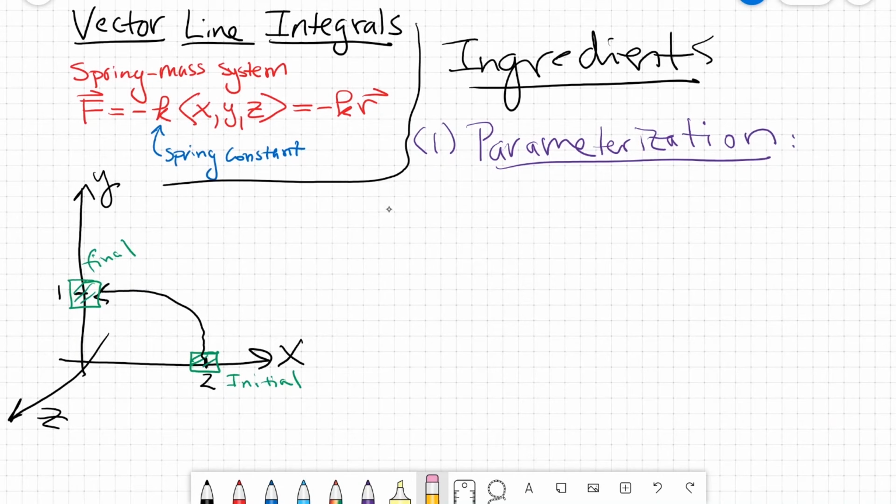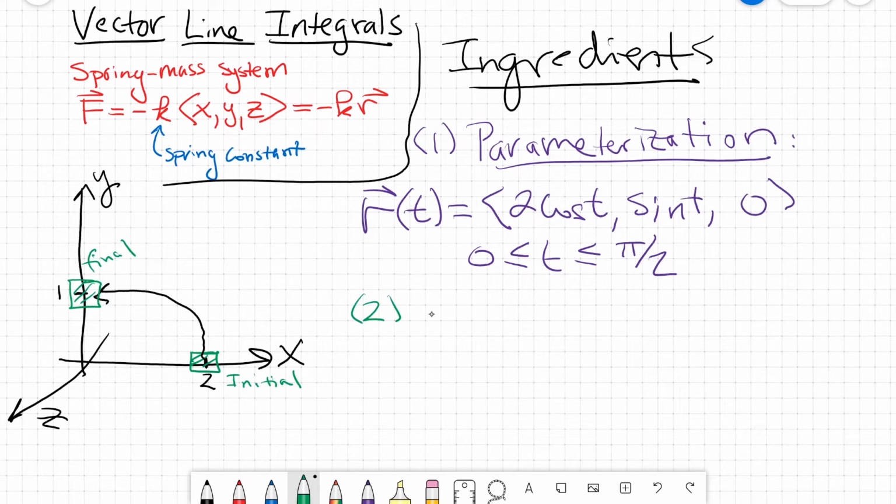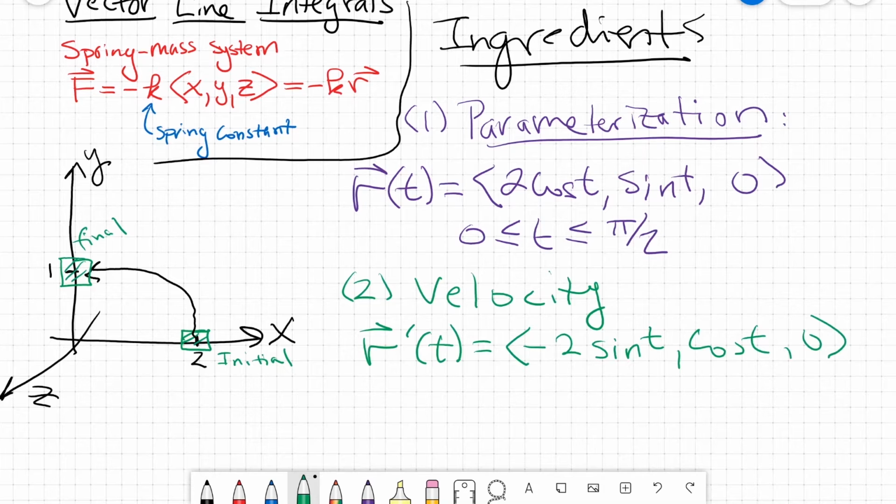So in part 2 of this episode, we got our parameterization. And in this part, we'll get our second ingredient, which is the velocity. Now, computing the velocity is just taking the derivative of our parameterization. Hence, we'll get negative 2 sine t, cosine t, 0. This then is our second ingredient.